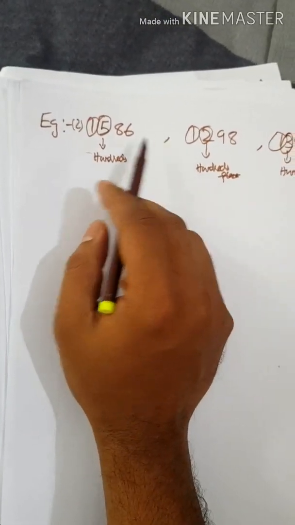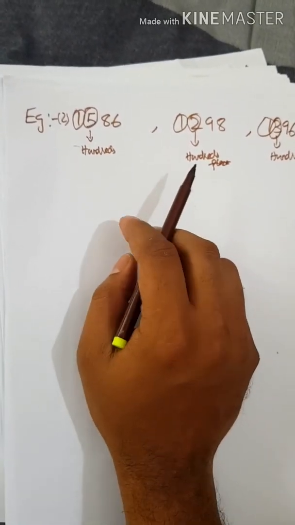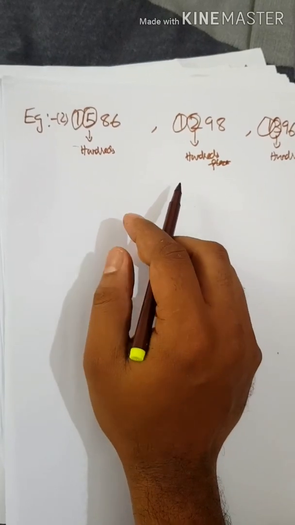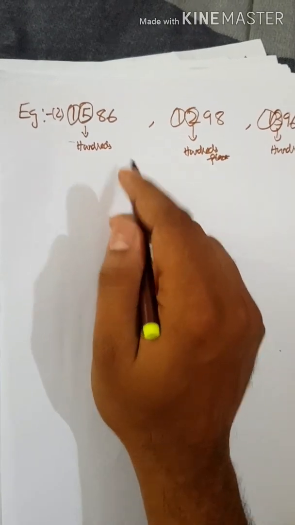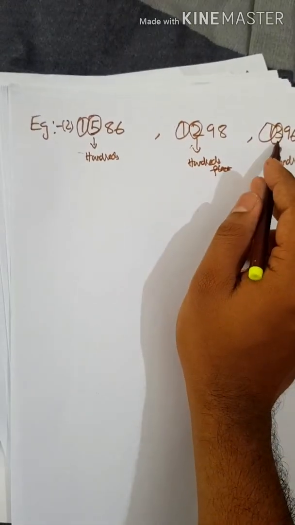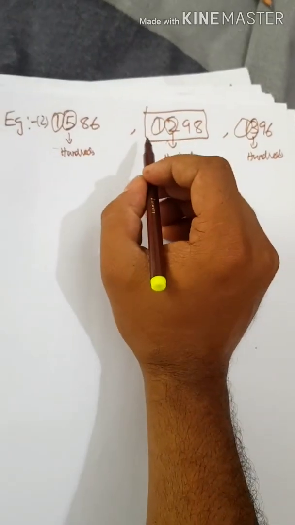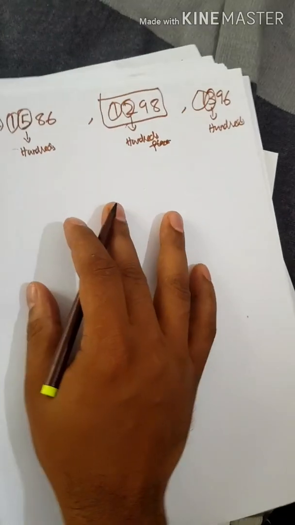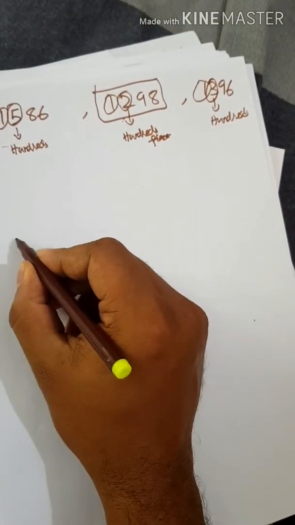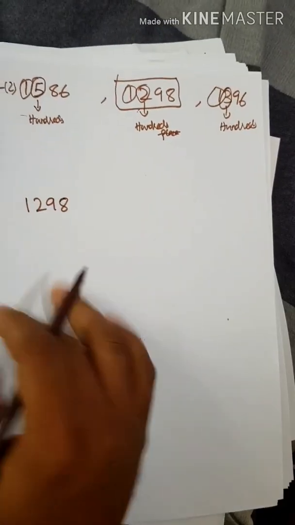So you can see which one is smallest. We are ordering from smallest to the largest. So we need the smallest number. Which one is smallest? 5 is there, and 2 is there, and 3 is there. Okay, very good. This number is the smallest number. So we will write this number in the first space. First space 1298.